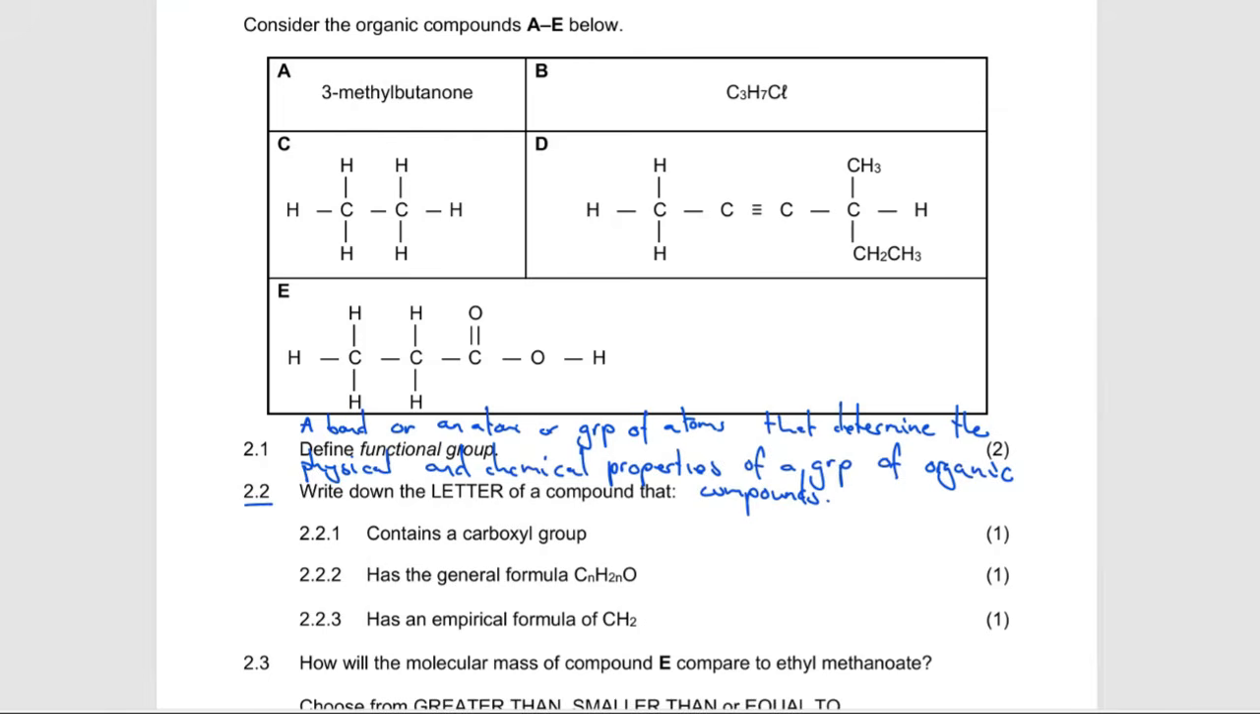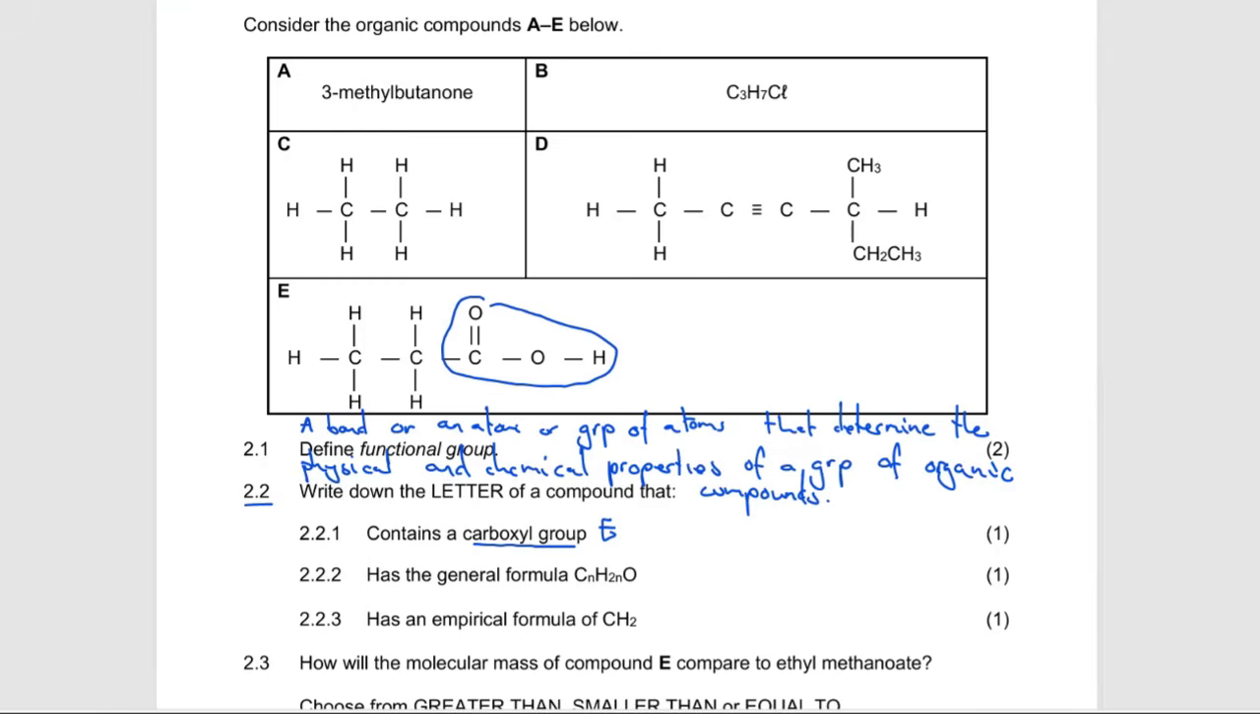Then 2.2 says write down the letter of a compound that contains a carboxyl group. So we're looking for a carboxyl group. If we look at this, we're going to have option E, right? A carboxyl group is from a carboxylic acid, which is our COOH. So it means we're going to have our option E.